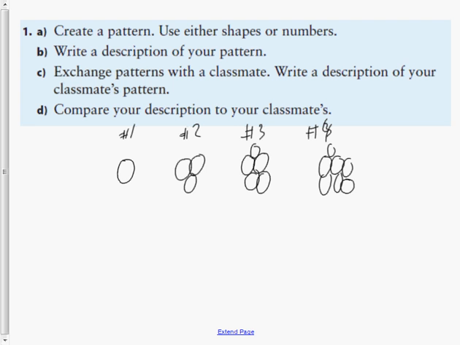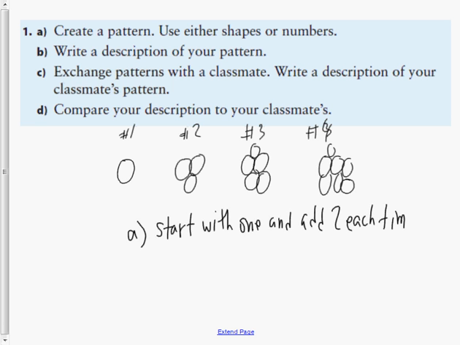So what we have here is, it says write your description in words. So what I'm going to do is, in words, start with 1 and add 2 each time. So in words, I can say something like that. All right? And then you can compare with whatever you want with the other things. I'm not going to compare them because it's just one question.